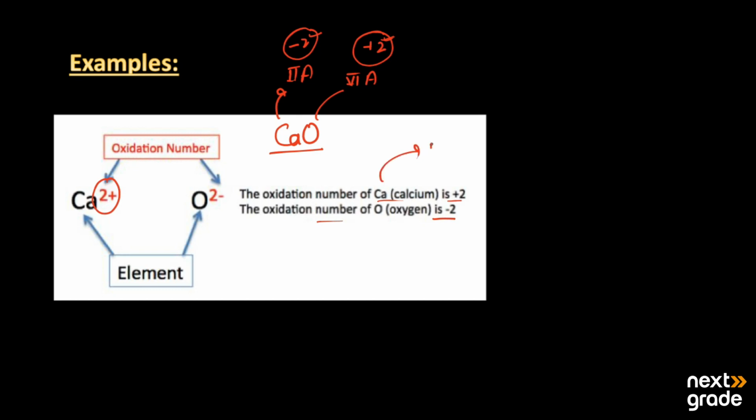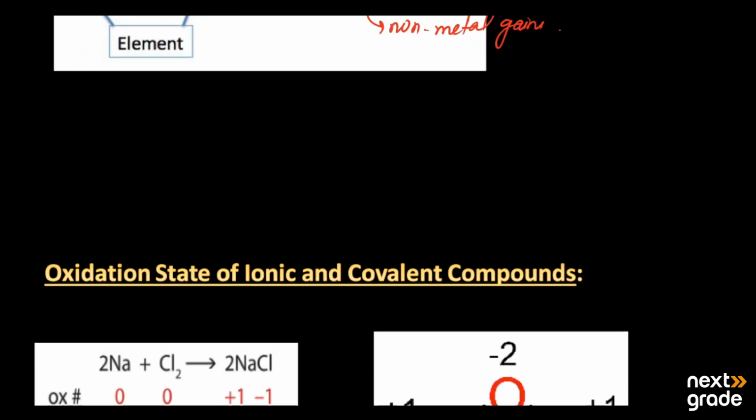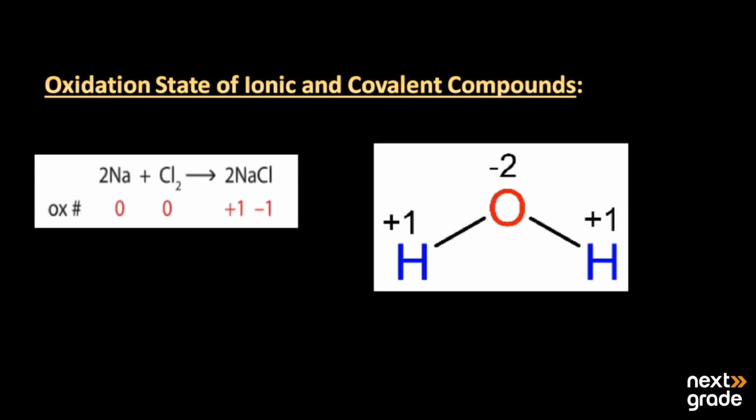Calcium is basically a metal, so it loses electrons. On the other hand, oxygen is a non-metal and it gains electrons, and its oxidation state is according to the electrons gained by the oxygen. Next we have the oxidation state of ionic and covalent compounds.